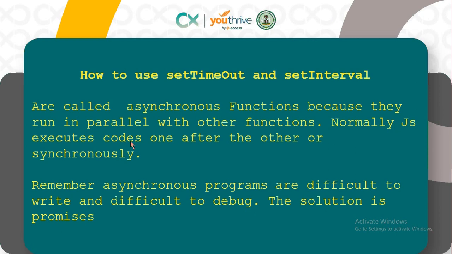Now, setTimeout and setInterval are called asynchronous functions because they run in parallel with other functions. Normally JavaScript executes code one after the other, synchronously, from top to bottom. But if a piece of code is wasting time, it will leave it and go to the next one. Then when that code is ready, it will execute it. But there's a caution here.